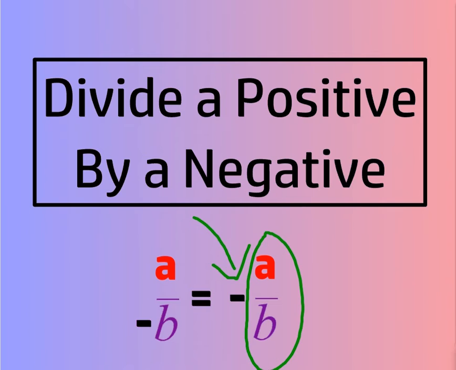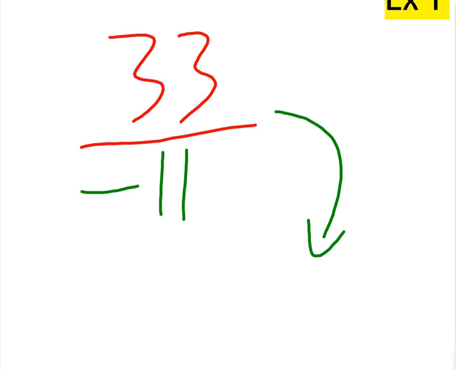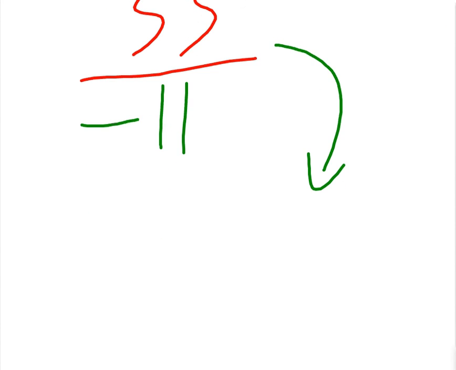Okay, first example, 33 divided by negative 11. Go ahead and figure the answer out without the negative sign. The answer would be 3. And then you're going to take the negative and just pull it down. So again, a negative over a positive is a negative, a positive over a negative is a negative. I think you guys know what's coming next.